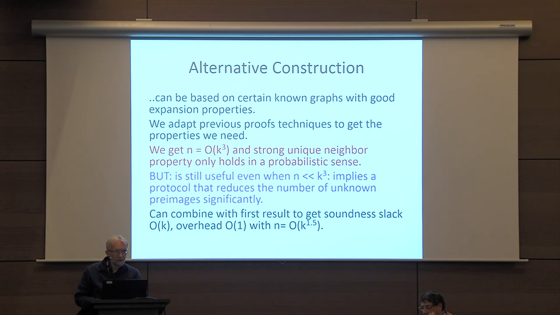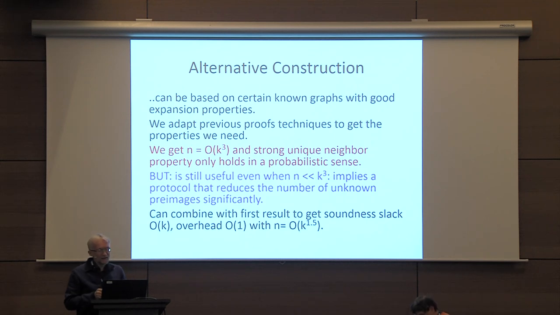There is also an alternative construction where we base ourselves more on known results. There are certain known graphs that have very good expansion properties. They're not known to have exactly what we need, but we can take previous proof techniques and adapt them to get what we need. So it turns out we get something which doesn't look very good at first sight. We get this time k cubed nodes on both sides. And we get a strong unique neighbor property that only holds in a probabilistic sense, which doesn't sound very good.